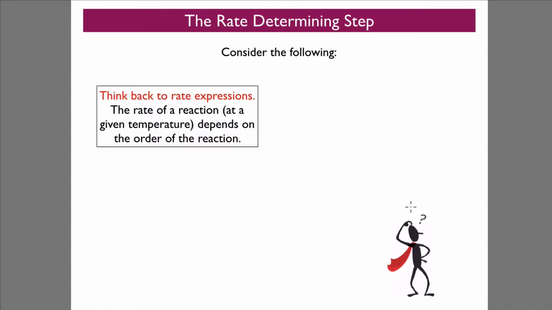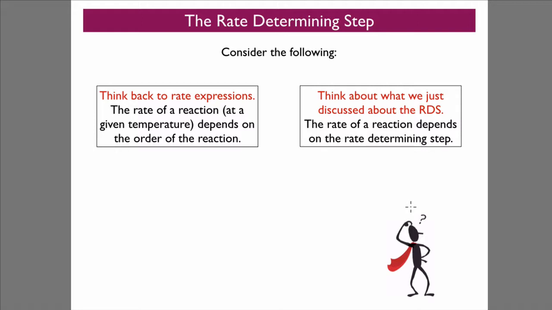Think back to rate expressions. The rate of reaction at a given temperature depends on the order of the reaction. And then think about what we've just discussed about the rate determining step. The rate of a reaction depends on the rate determining step.